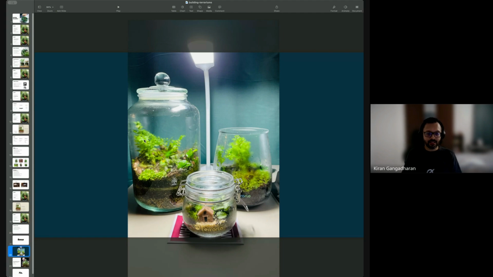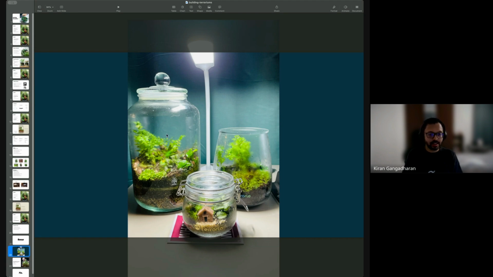This is roughly my setup. You can see three of these different sizes. The small one, the jar, is basically an IKEA jar, so very easy to get. I think there's some moss on the side. There's Fittonia, which I mentioned.